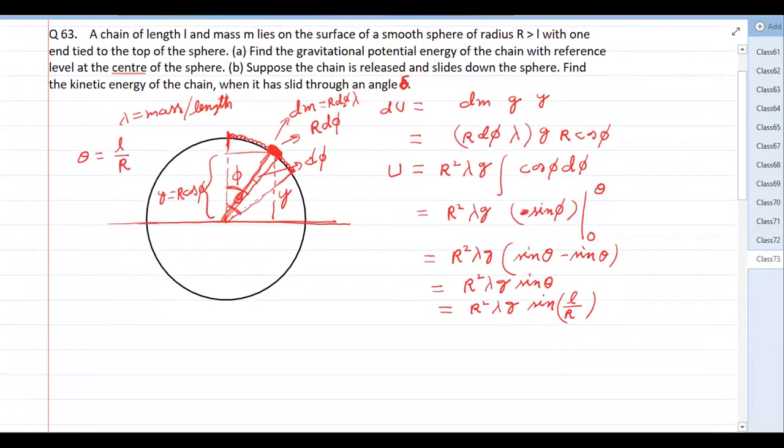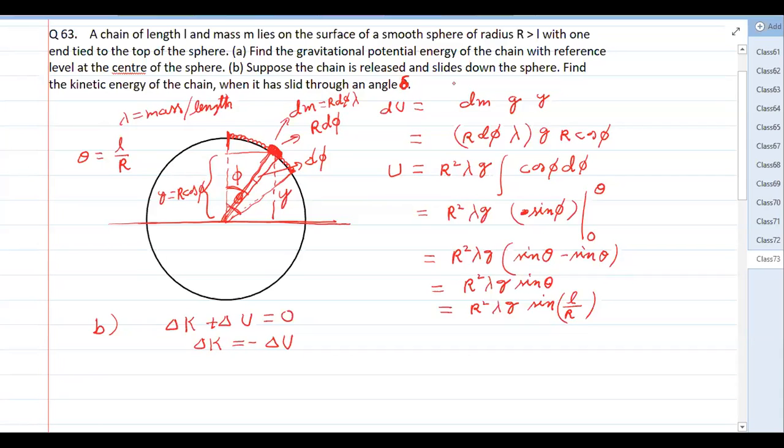Since when it is moving, there is no external force doing work. When the chain is moving, there is only gravity and a normal force, and a normal force is not going to do any work. So we can write delta K plus delta U equal to 0, and the change of kinetic energy will be equal to the decrease of potential energy. So how much will be the decrease of potential energy? That we need to find.